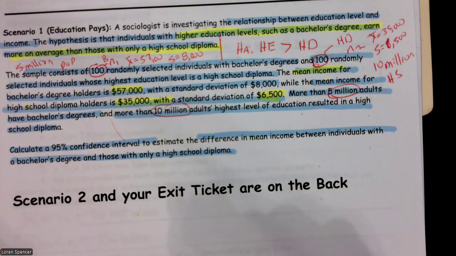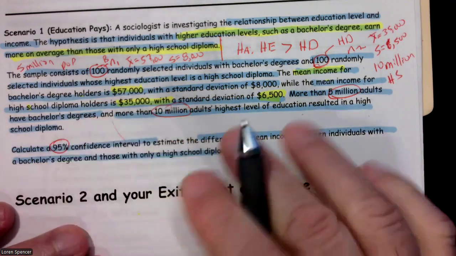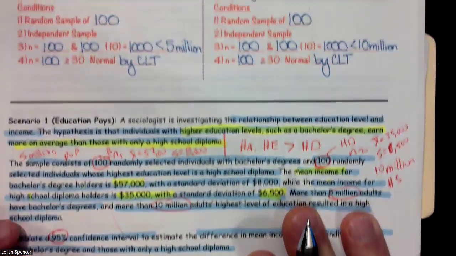Calculate a 95% confidence interval to estimate the difference in mean income between individuals with a bachelor's degree and those with a high school diploma. So 95% confidence interval, what we want. And our warm up is to check our conditions.